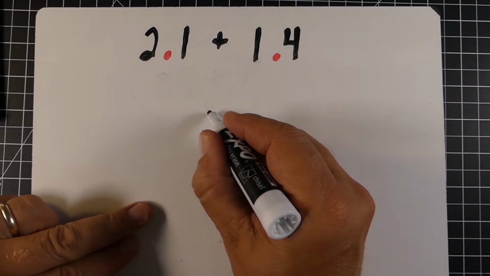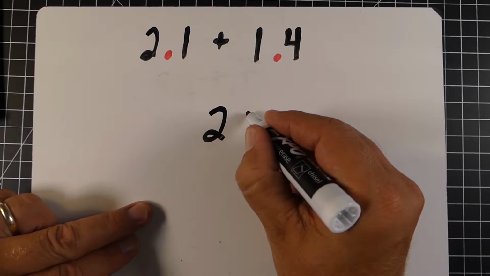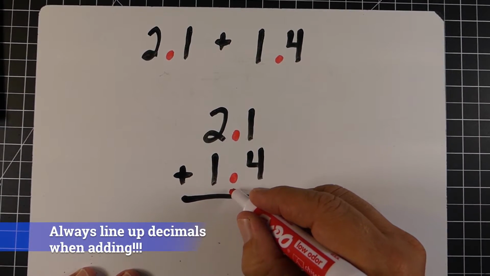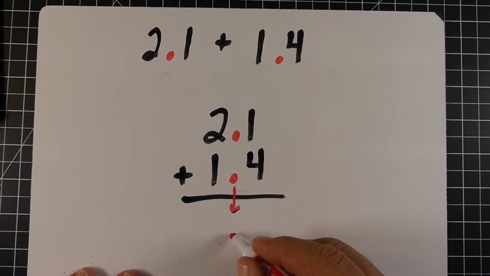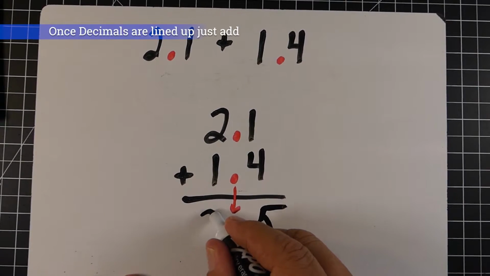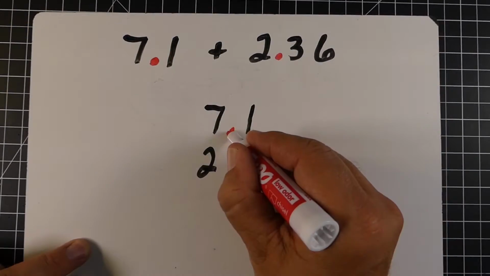The number one key thing to know when you're adding decimals is to line up the decimals. You can see we're doing that in this problem right here. Just line everything up and then add like you normally would. Once you're lined up, just bring the numbers right down and get your answer.